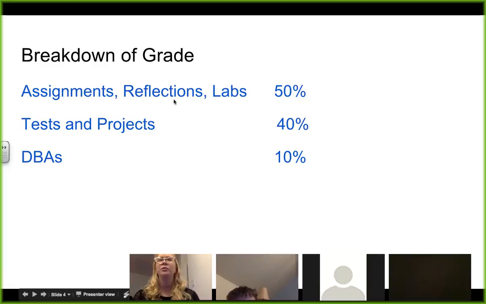So assignments, reflections, and labs, which is going to be most of the stuff we do, is going to be 50% of your grade. Tests and projects, that's just the one collaboration project that you choose, and the module tests and the segment exam, that's going to be 40% of your grade. And then the DBAs are going to be 10% of your grade. So if you never do a DBA with me, then you're still going to be fine.